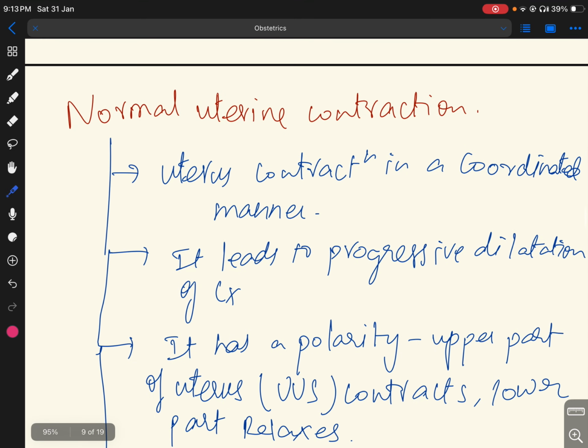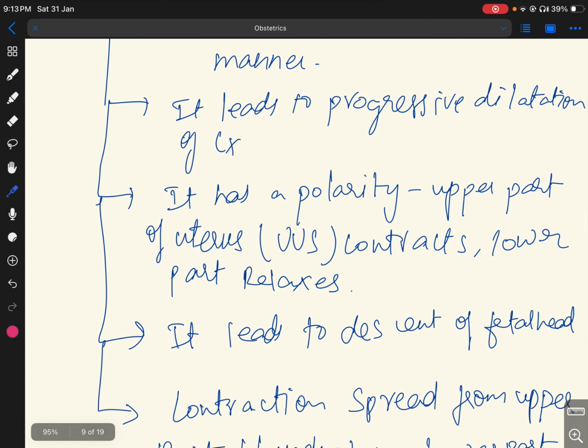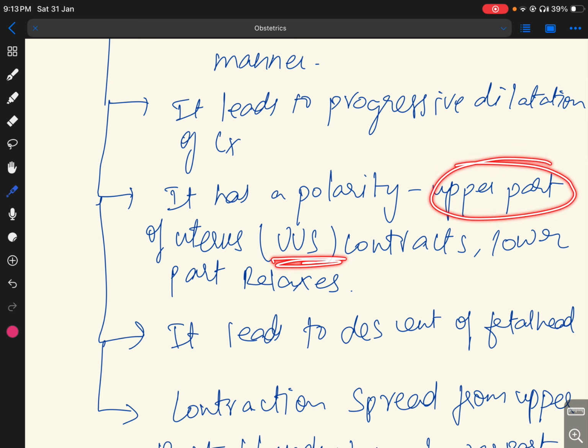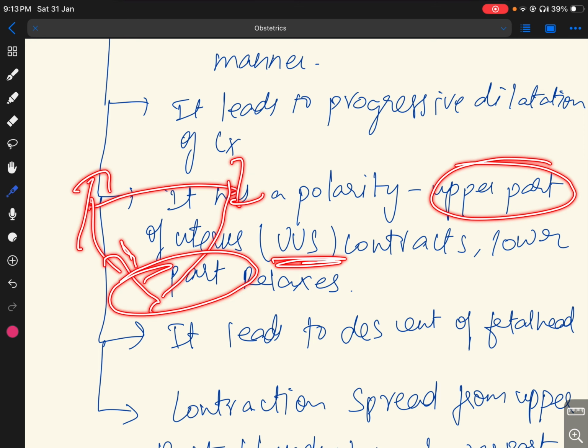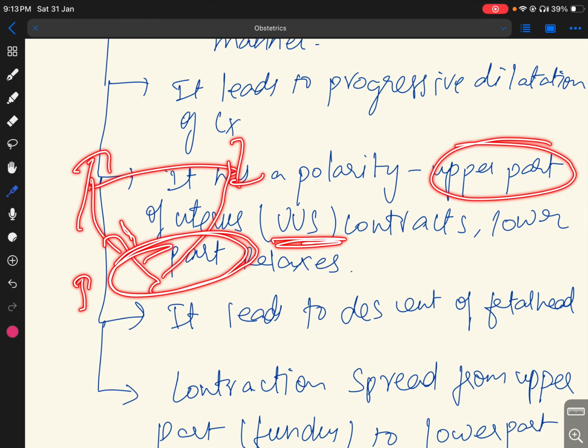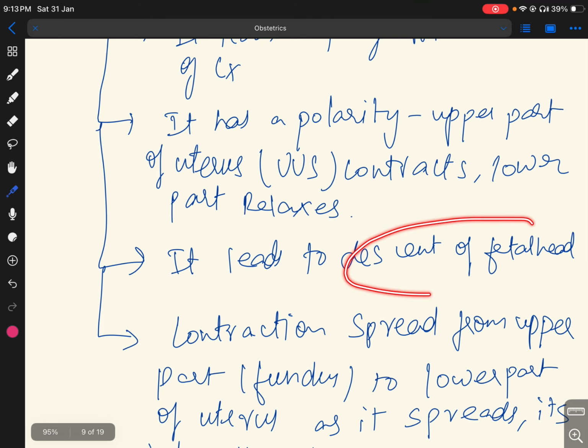Normal uterine contraction. Uterine contraction occurs in a coordinated manner. It leads to progressive dilatation of the cervix. It has a polarity. The upper part of the uterus, that is the upper uterine segment, contracts, and the lower uterine segment will be relaxing. It leads to descent of the fetal head.